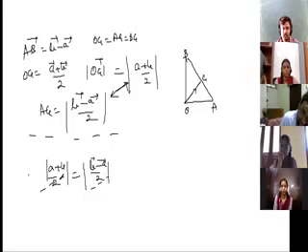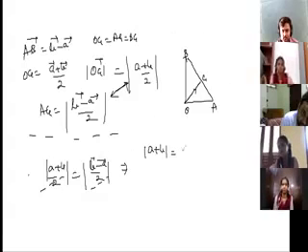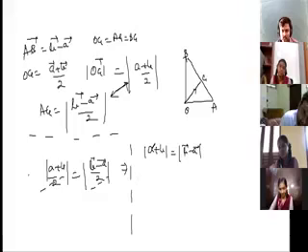what is OG? OG is modulus of A plus B by 2, correct? What is AG? AG value is B minus A by 2. Do you agree till here? I have to prove this equal to this. That's what my proof is. Are you fine with this? Shall I move ahead?